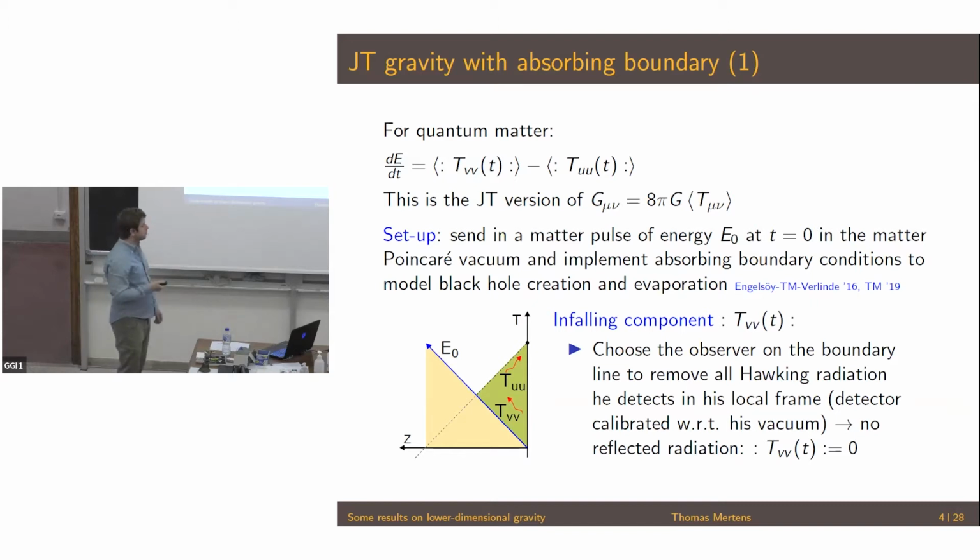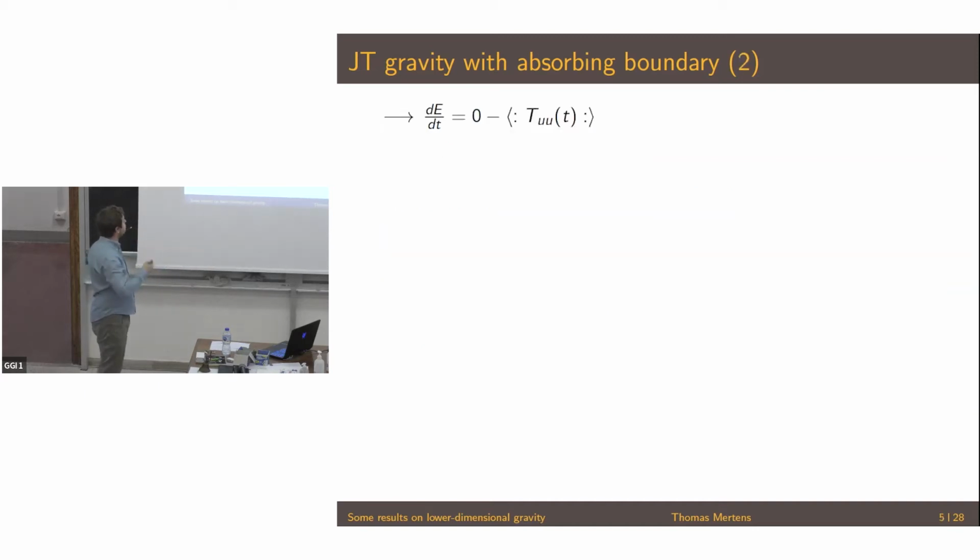And to implement absorption, we will choose the observer on the boundary line, so the observer that's moving on this holographic boundary, to remove all Hawking radiation he detects in his local frame. So his detector is calibrated with respect to his vacuum, and he says that there's no Hawking radiation that's being reflected back inwards. So that means that T_VV is set to 0. So our equation reduces to this.